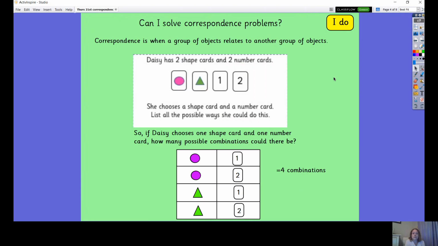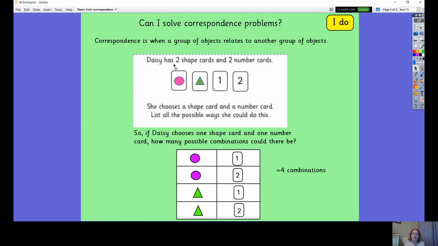So, can I solve correspondence problems? Correspondence is when a group of objects relates to another group of objects. So that might still sound a bit confusing for you at the moment, but don't worry, I'll show you what I mean, and I think that you'll start to work out what I mean as we go along.